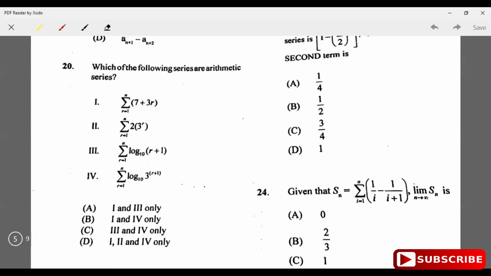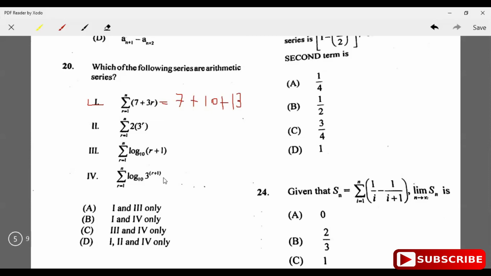You sure about that? Check it again. You can plug in r as 1. One is indeed arithmetic, that's clear. Because if you plug in r as 1, you notice that you're getting 7 plus 10 plus 13, and so it is just increasing by 3. So the log combination is 3 to the r plus 1, which is r plus 1 times log to the base 10 of 3.